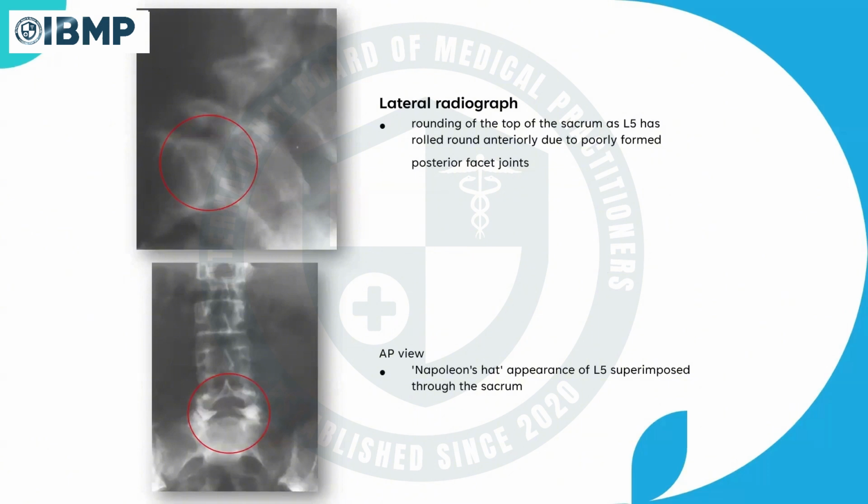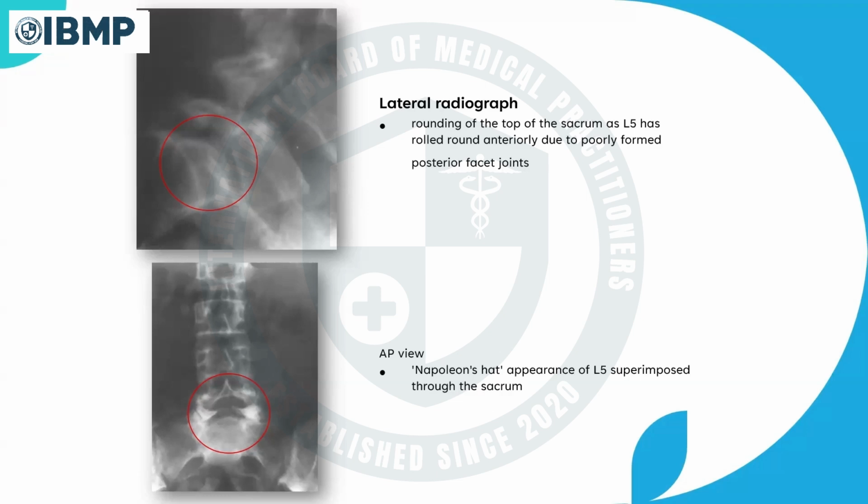So you can see L5 has slipped over the S1 because there has been a rounding of the top of the sacrum, and the L5 has rolled over anteriorly due to a poorly formed posterior facet joint. So basically, the rounding of the vertebra is promoting a slip, and since the facet joints are poorly formed, they are not holding it back, the slippage becomes imminent.